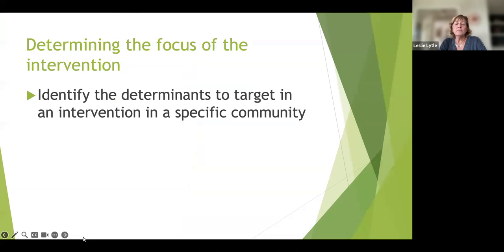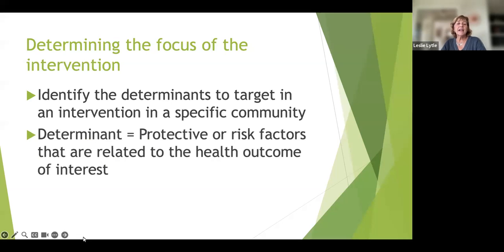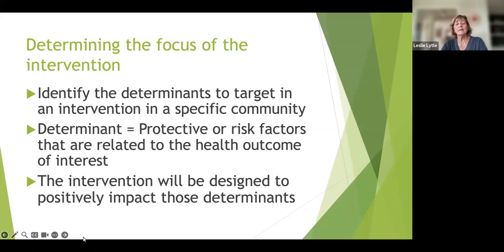In the plan phase, one of the most important things we do after we identify our health behavior or health outcome of interest is to figure out what those determinants are in our local community. So at this point, we're trying to identify the protective or risk factors that are related to the health outcome of interest. And the whole intervention is built around designing how to positively impact those determinants.